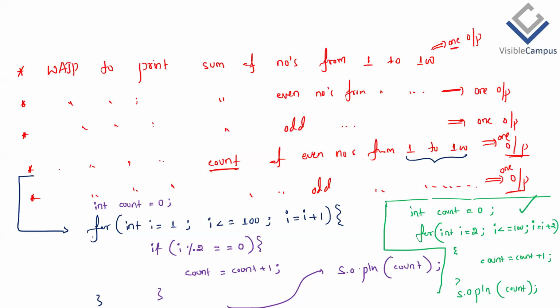So if it is the count of odd numbers, it starts from 1, that's all. Then 1 plus 2 is 3, which is the next odd number. Only this change you have to make. 1 to 100, but here also plus 2 only, here also plus 2 only. 1 plus 2, here 2 plus 2. There is a difference.